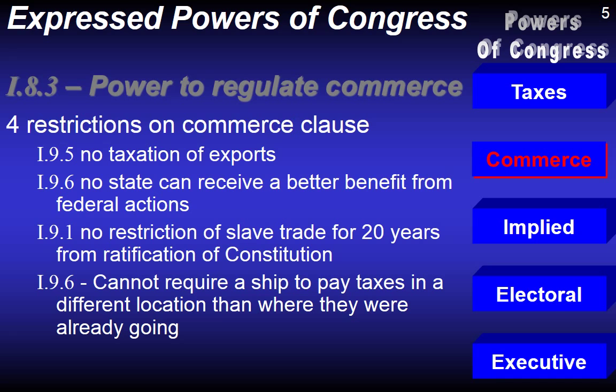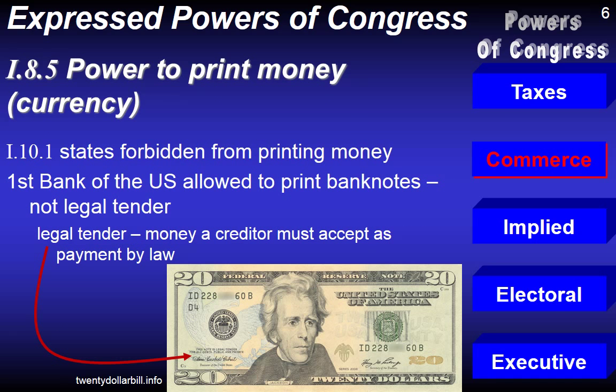And then in Clause 5 of Section 8, the power to print money or to create currency. Now, states are forbidden from printing money. That's in Article 1, Section 10, Clause 1. However, the United States did have the power to print currency. Now, they didn't for a while, and they gave the power to print currency or banknotes to the First Bank of the United States. Of course, other banks were also printing banknotes as well.